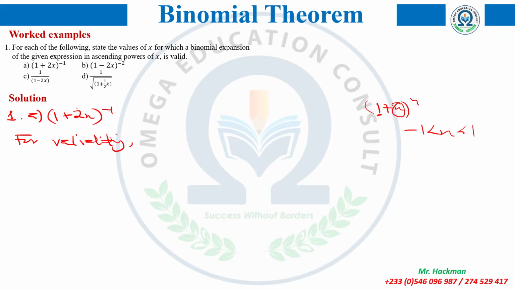Okay, comma, my x now, my x is 2x. Do you agree? So my first term is 1. So it means my new x is 2x. And that must be between -1 and 1. Is that clear?